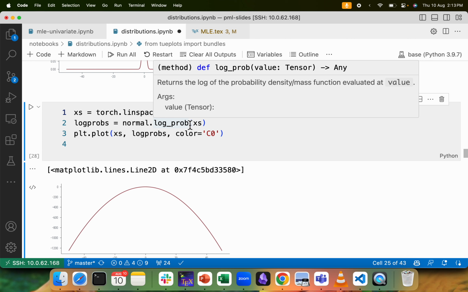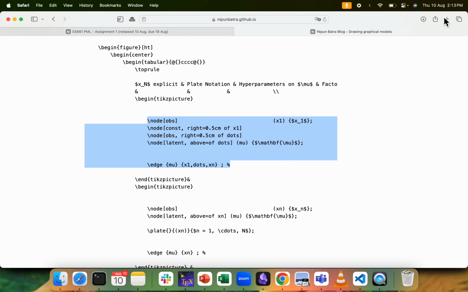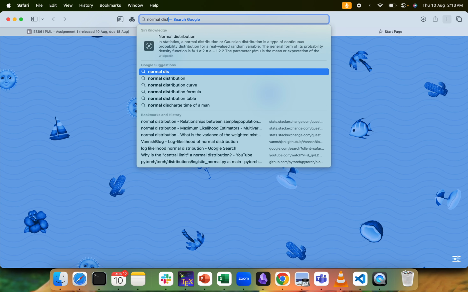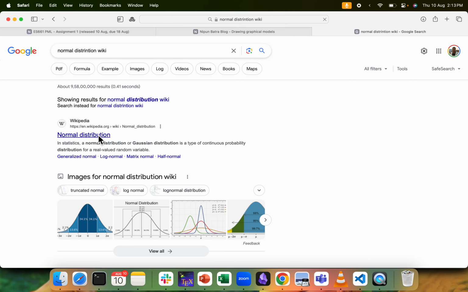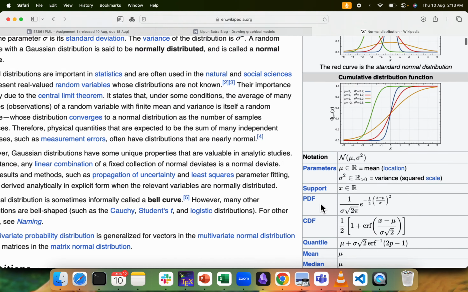So you can take the, and this is a good exercise you can actually see. So if we just go to Wikipedia and look up the normal distribution wiki, we can look at the PDF, right?